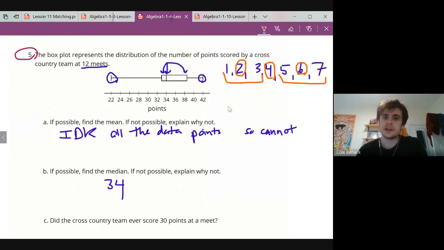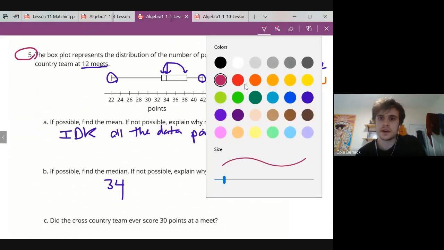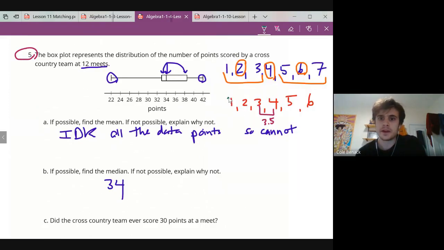Things get a little bit trickier when we get into even number data sets, which this is, right? It says 12 meets, so that's an even number. Here, my median for this data set is going to be in between 3 and 4, aka 3.5. So the median is not an actual value in the data set. Same when I look at my lower and upper half. Well, actually, if I look at my lower half, I can find my median there. If I look at 1, 2, and 3, then I can see 2 is the median there. Or if I'm looking at 4, 5, and 6, I can see that 5 is the median here.